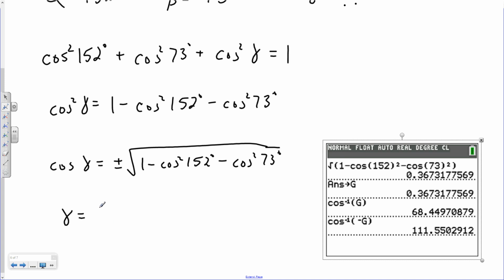So gamma turned out to be 68.449. I guess it's going to be 68.450 if we round that. You can truncate it as well. And the other solution is its supplement, 111.550 degrees. And those are the two possible direction angles for gamma.